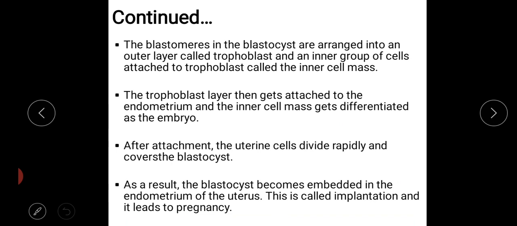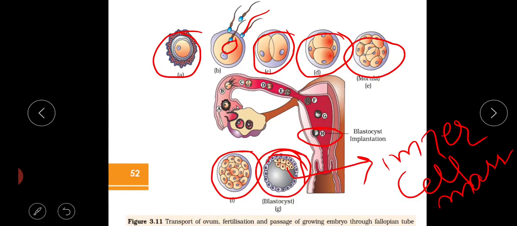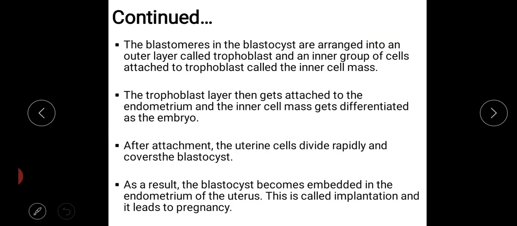The trophoblast layer gets attached to the endometrium. This is the endometrium. Now they get attached to it, and as a result the blastocyst becomes embedded in the endometrium. This is called what? This is called implantation. That means the embedding of this in the endometrium is known as implantation, and it leads to pregnancy.